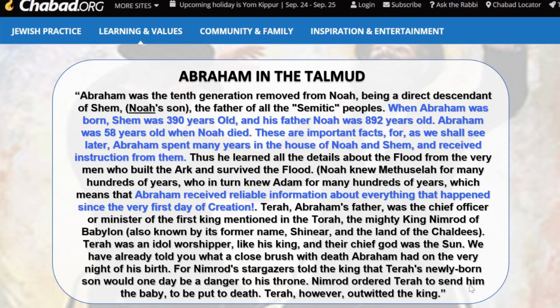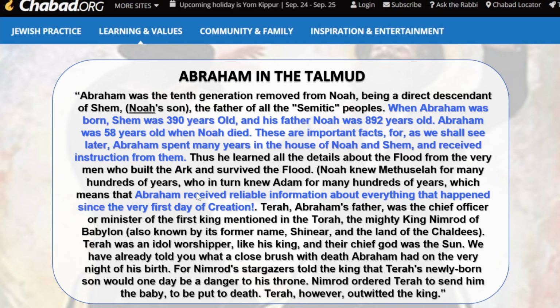Nimrod ordered Terah to send him the baby to be put to death. Terah, however, outwitted the king. So here you can see that the Jews have crafted a very interesting story, very similar to Jesus. A star was seen, a baby was born, and the king wanted to kill the baby. So this is right out of the Talmud, all right?